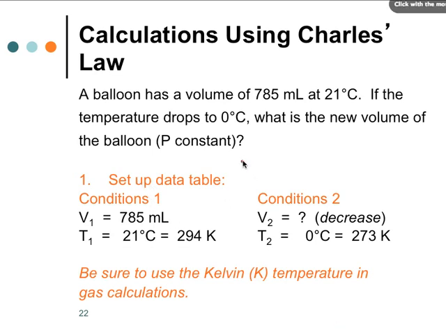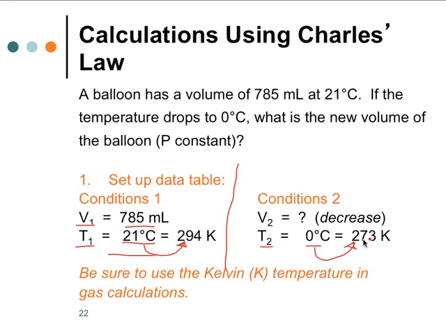In making our data tables, here's condition 1. I start at a volume of 785 milliliters. My starting temperature is 21 degrees Celsius. Cannot use Celsius. Have to add 273 to get it in Kelvin. Condition 2, I have volume 2, that's what I'm looking for. Temperature 2 is 0 degrees Celsius. Can't use Celsius. Have to add 273 to get the Kelvin temperature.